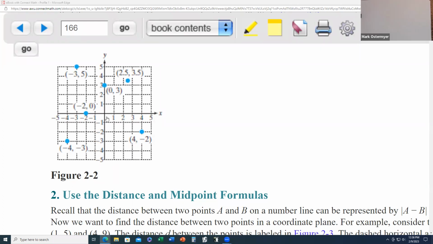Plotting the point -3, 5, we start at the origin. We move -3 units along the x-axis and then up 5 units parallel to the y-axis. 1, 2, 3, 4, 5. And there is the point -3, 5 located in the second quadrant.